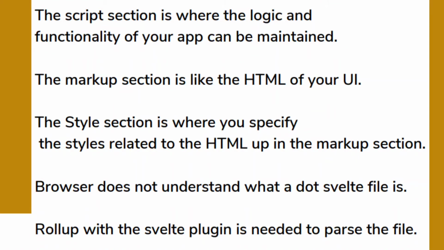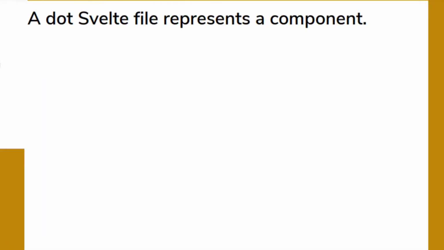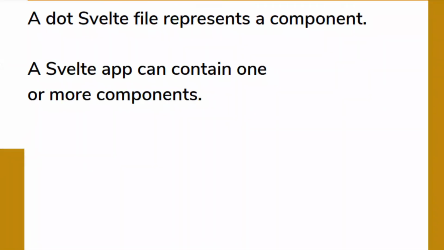Alright, now that we have a bit more information about the Svelte file, let's discuss 2 more points which will set us up to finally get started with some code. The first point is about components. Right now we have a Svelte file called app.svelte. In Svelte, a .svelte file represents a component. A Svelte app can contain 1 or more of these components.